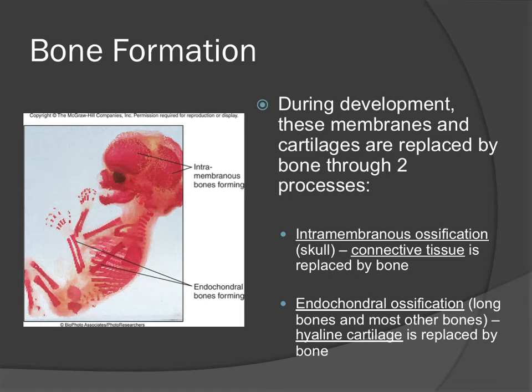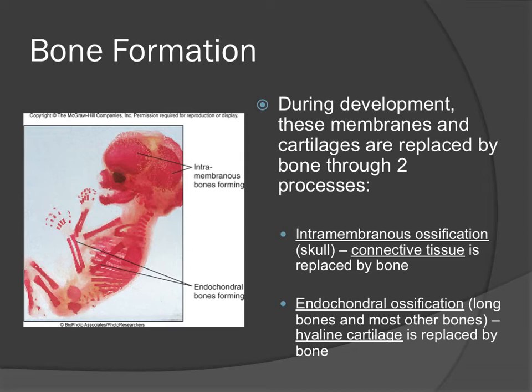So here, during development, these membranes and cartilages are replaced by bone through two processes. You have intramembranous ossification, which is the skull. Connective tissue is replaced by bone. Or you have endochondral ossification, where the long bones and most of your other bones, which were hyaline cartilage, are replaced by bone.